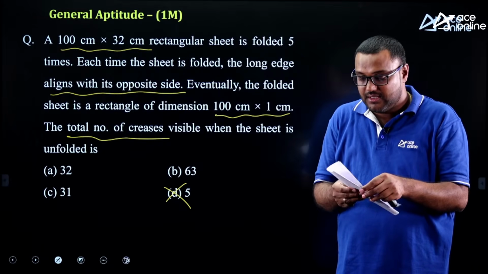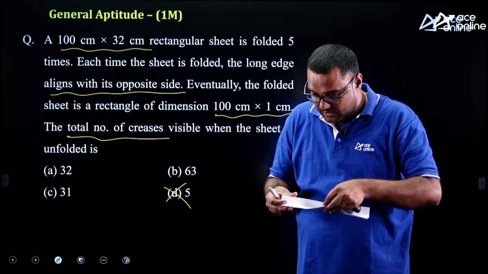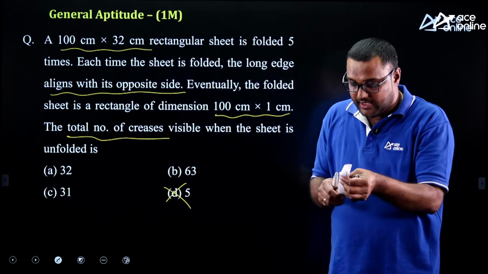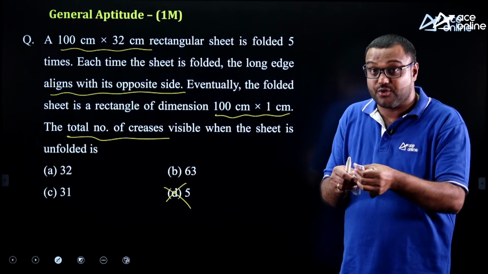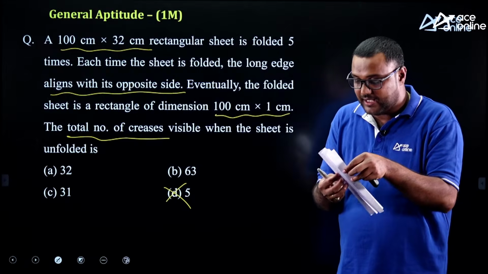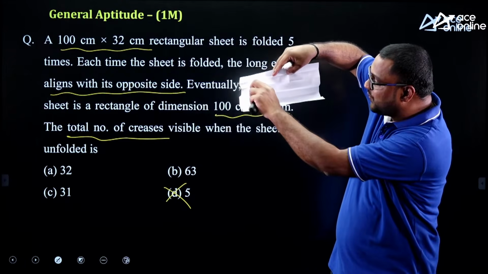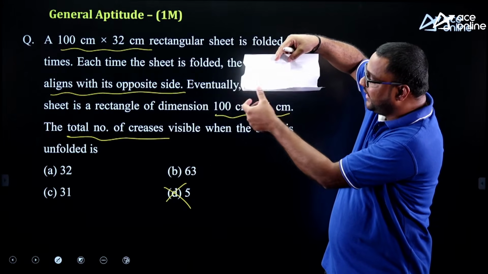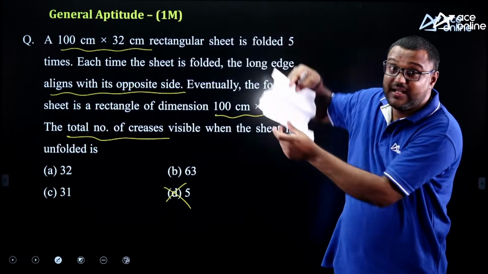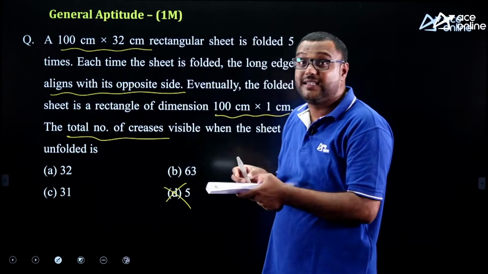I'll go for one more time. The third time, you can observe 7. Now I'm doing the third folding. So now I folded 3 times. I'll open it and show you. Now I open the rectangular sheet. You can count how many creases are there: 1, 2, 3, 4, 5, 6, 7. 7 crease lines are formed when I folded 3 times.